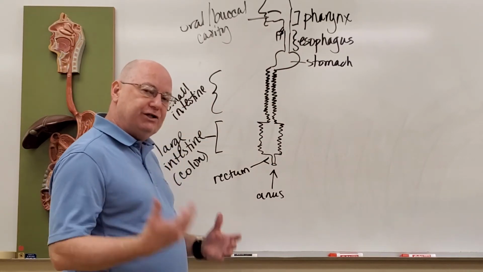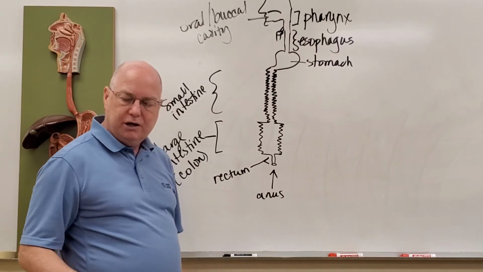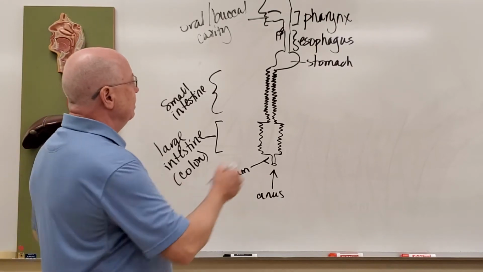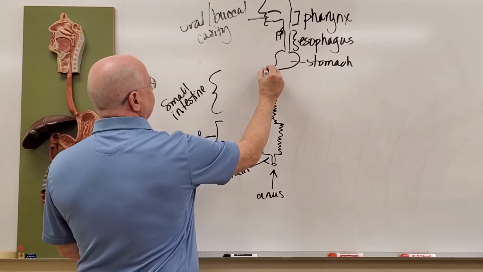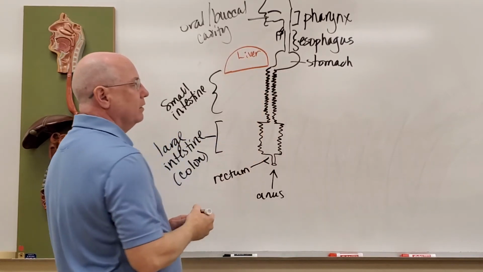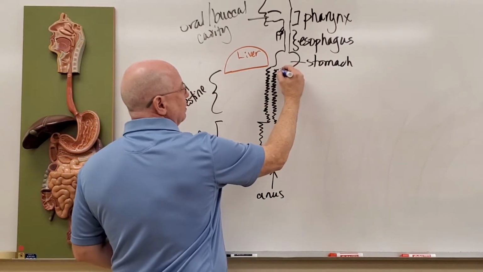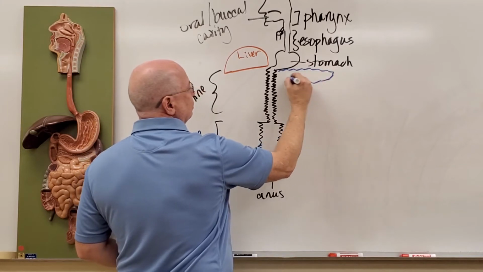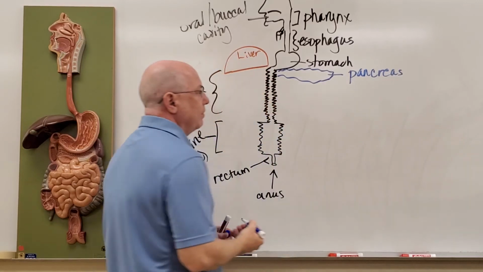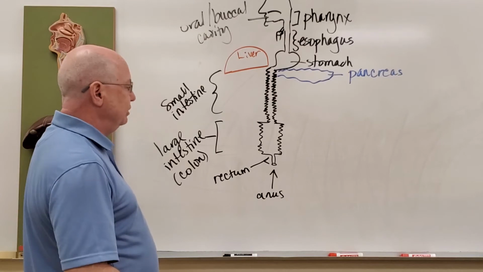There are some accessory structures to digestion. They're not part of the tract directly, but they add to the digestive contents. And I'm going to put those organs on here. Sitting over here next to the stomach is a large structure. Most of the models have it in brown, which would be the liver. Sitting way over here, sort of posterior to the stomach and a little inferior to it, is this organ called the pancreas. The pancreas adds some digestive enzymes to the tract so we can continue to digest food.